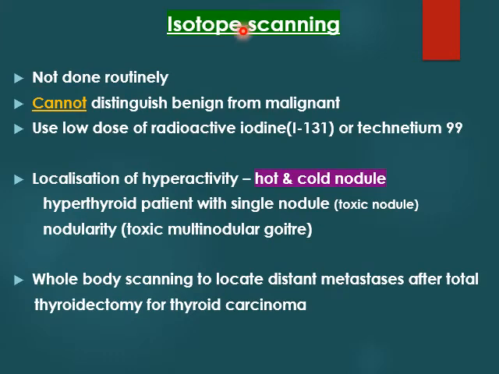Okay, isotope scanning, not routinely done, cannot distinguish between benign and malignant. It uses low dose radioactive iodine or technetium 99. Localization of hyperactivity is the main use of isotope scanning. It can detect whether the nodule or the lesion is a hot or cold nodule. Okay, hyperthyroid patient with single nodule, toxic nodule. Nodularity, toxic nodular goiter.